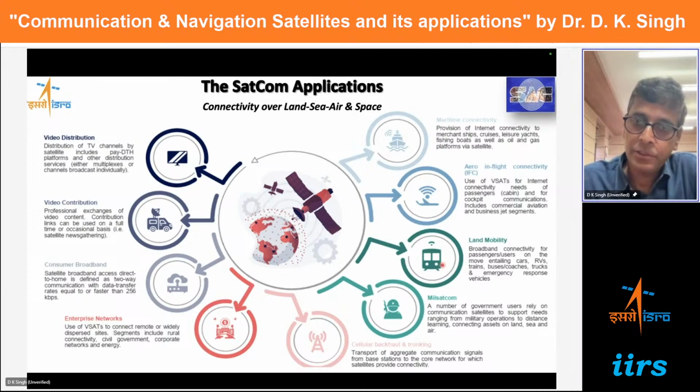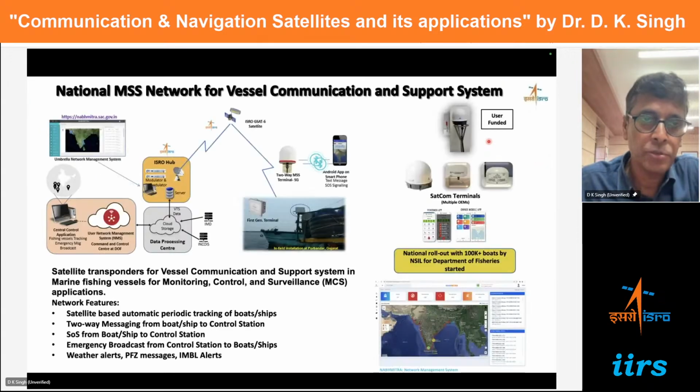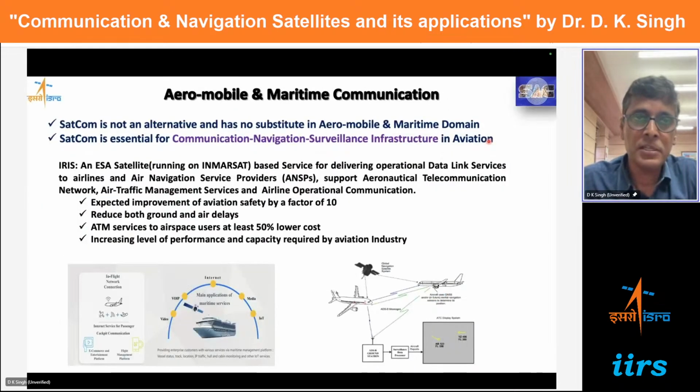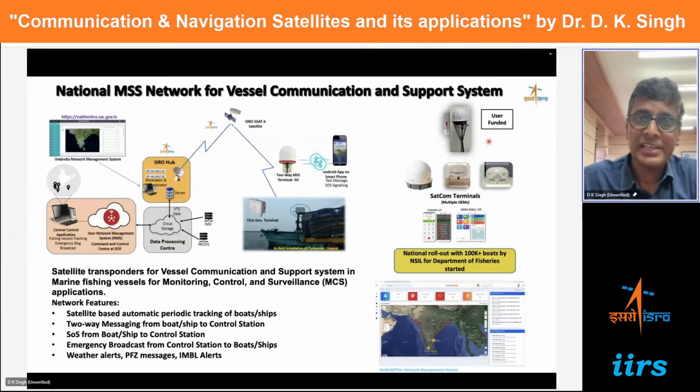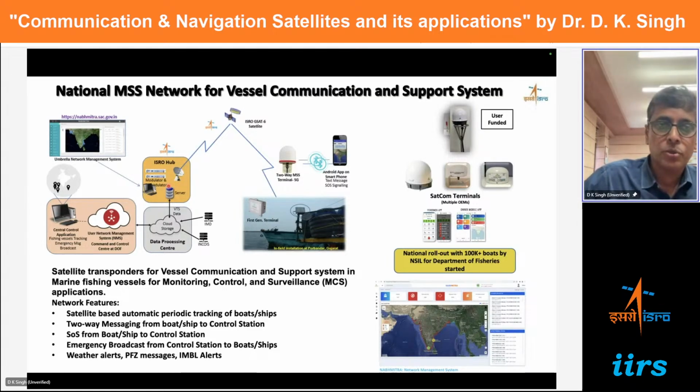Then land mobility, like in moving trains and moving vehicles, you can have communication. You can have communication in the aeroplane. You can browse the internet in an aeroplane via satellite, and the same thing is true for maritime connectivity. The one is the mobile satellite network for vessel communication.